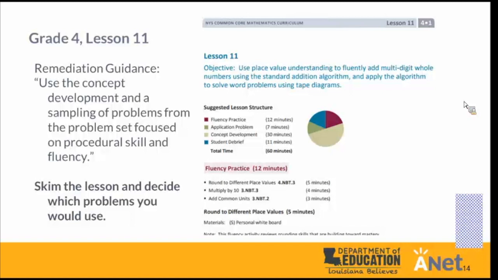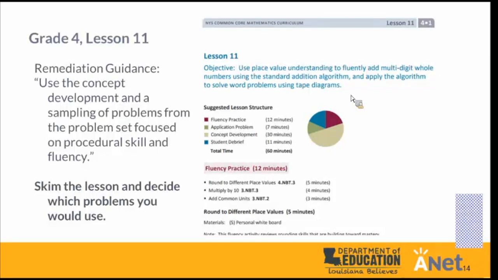So I'd like you to skim that lesson and decide which problems you would use if you were the teacher remediating this group of students. And I've put the remediation guidance on the screen so you can reference it. So again, they've advised us to use the concept development and a sampling of problems. So let's take about 5 minutes to look through the lesson and do that on our own.